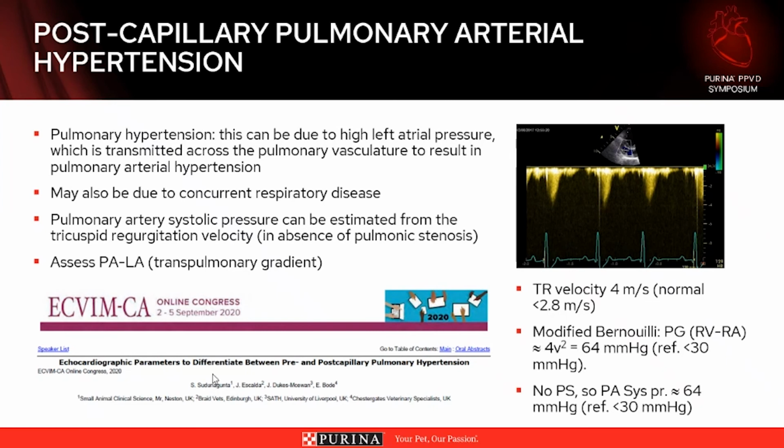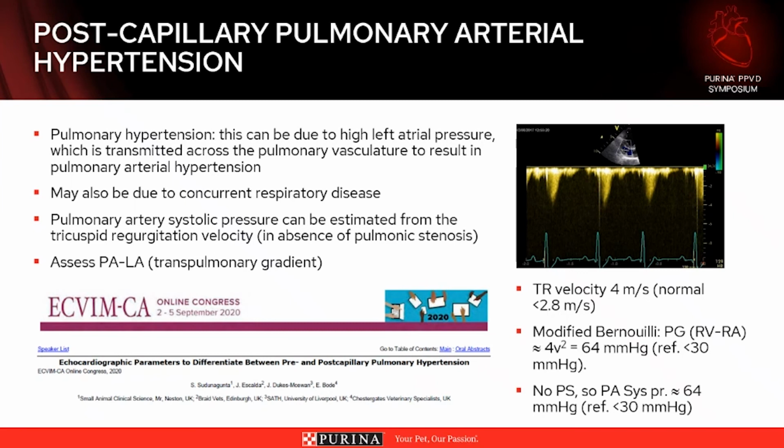One of my colleagues, Sid Sedona-Gunter, has looked at different echo ratios to try and differentiate between pre- and post-capillary pulmonary hypertension in dogs. But actually he found that the estimated pulmonary arterial to left atrial ratios were no better in dogs, compared to humans, than just estimation of left-sided filling pressures.